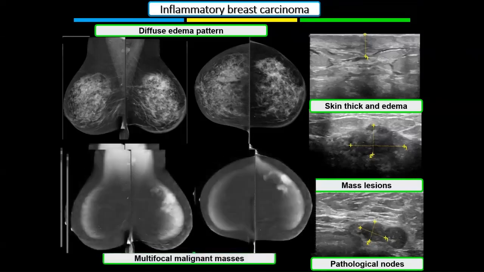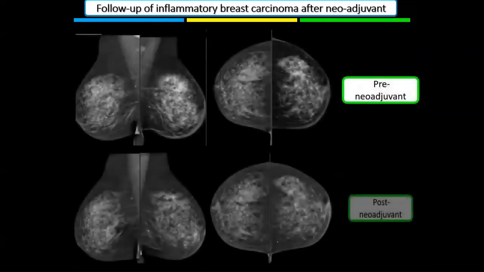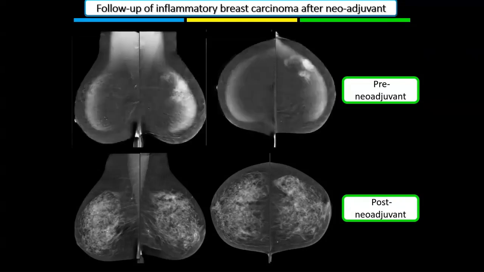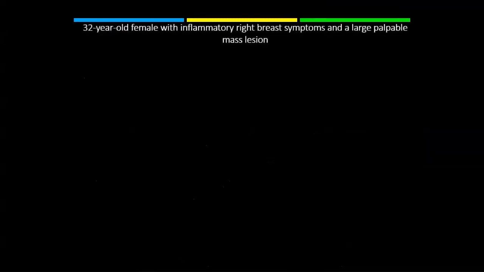And this was her contrast mammogram. It showed multiple mass lesions underlying the diffuse inflammatory changes. And again, this was her pre-neoadjuvant mammography, and this was the post-neoadjuvant mammography. We can never say, based on the mammography alone, whether there was good response or not. But looking at the contrast mammography, these were the pre-neoadjuvant films, and these were the post-neoadjuvant films. We can see that there is near total radiological response of the lesion.